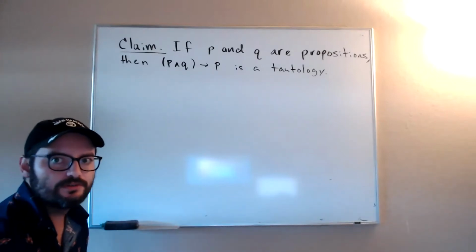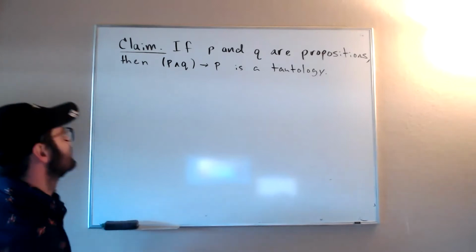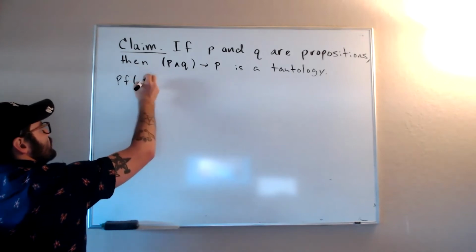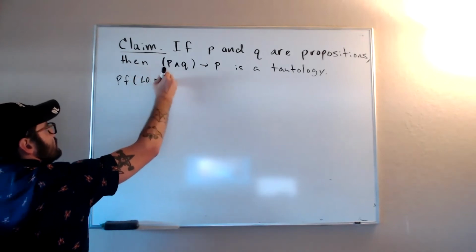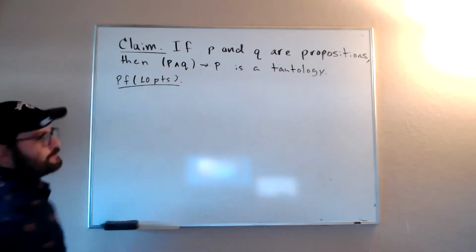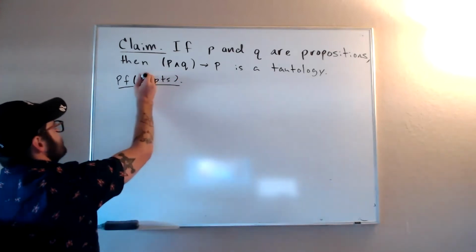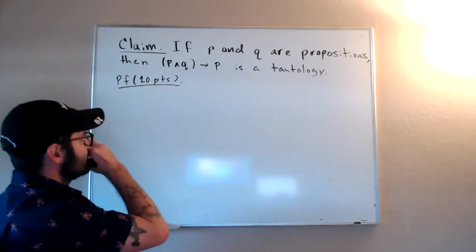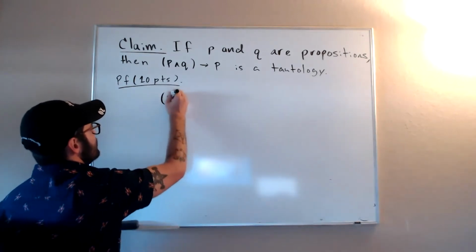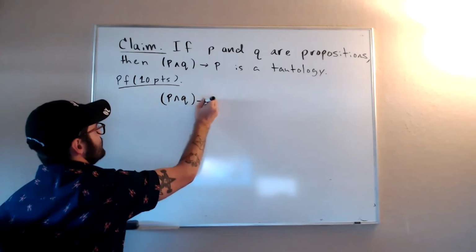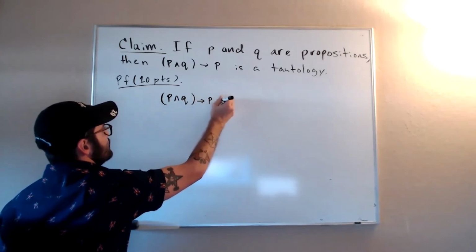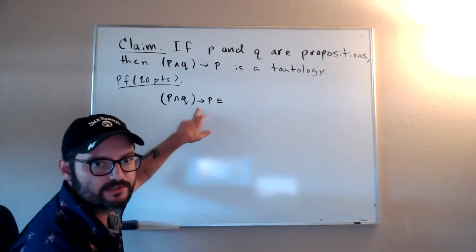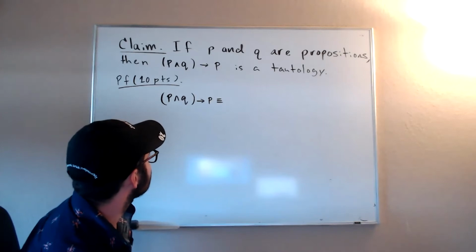So I'll show you the first way, which would be like a proof for like 10 points. That's a 10. Okay, so you can use logical equivalencies and string these together. So we can say P and Q implies P is logically equivalent to, well, we can get rid of this conditional, and this will become, what is that rule?